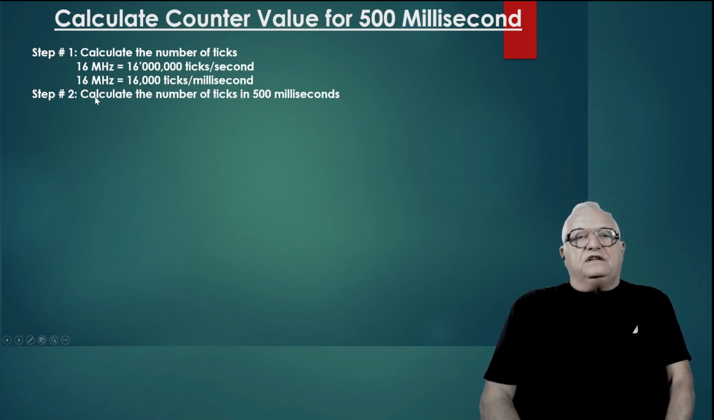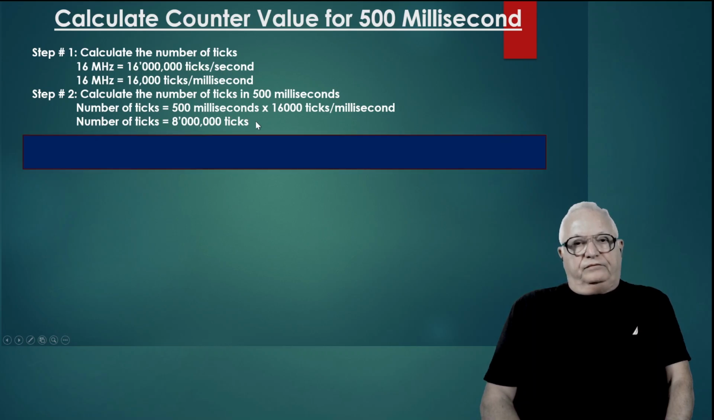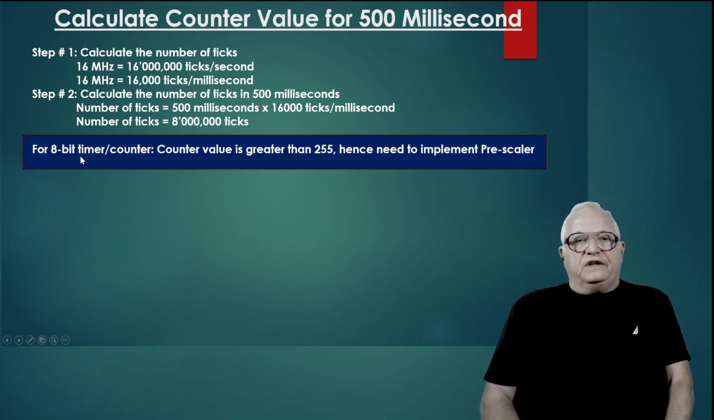So let's calculate how many ticks we need for 500 milliseconds. That would be 500 milliseconds times 16,000 ticks per millisecond. And the number turns out to be, we need to count 8 million ticks. So now 8 million ticks is way larger than 255, so we need to use a prescaler.